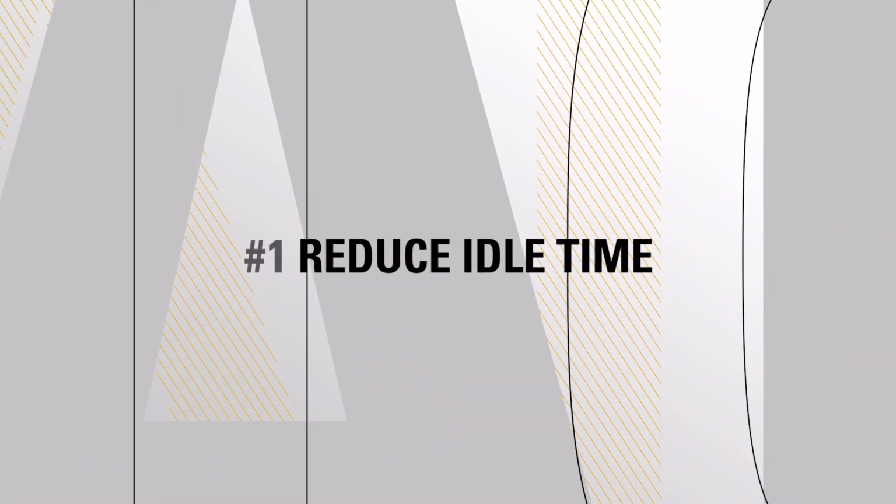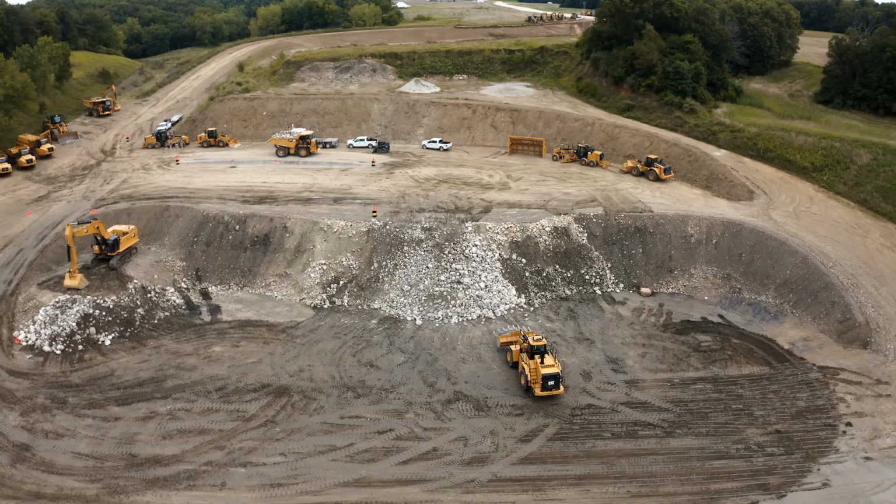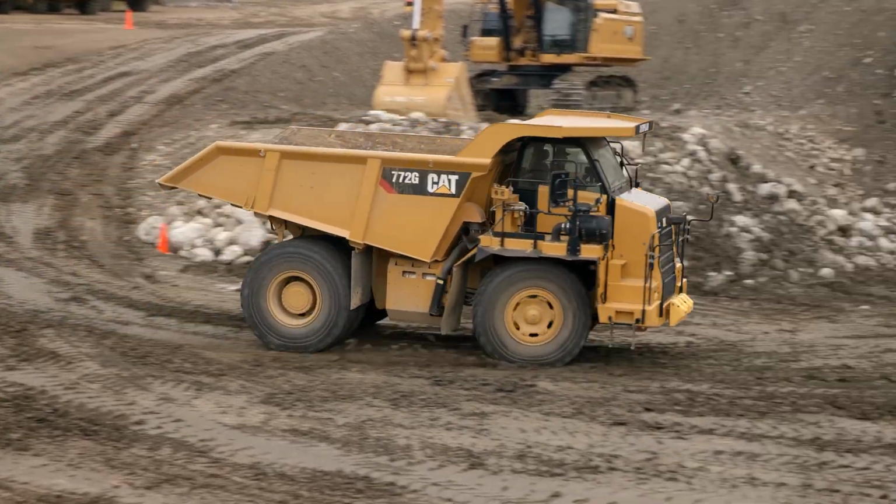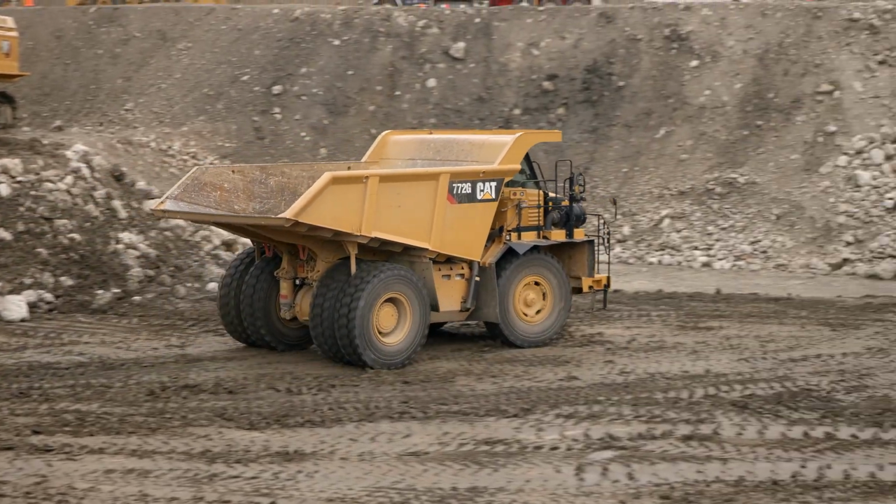Now we're going to walk through some best practices on how customers can utilize CAT Productivity to improve their job site. Let's talk about our first best practice, idle time. Idle time is important because fuel is becoming ever more expensive, and it's increasing our customers' owning and operating costs the more idle that they're incurring.